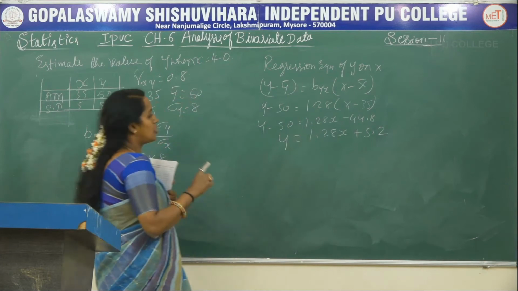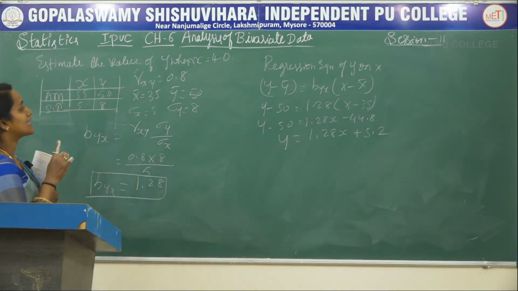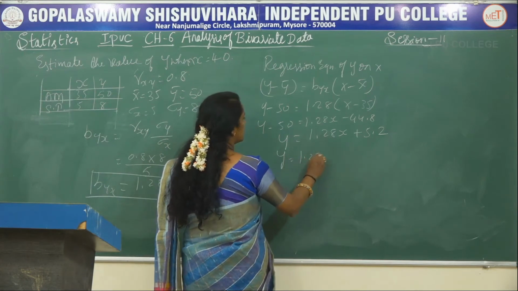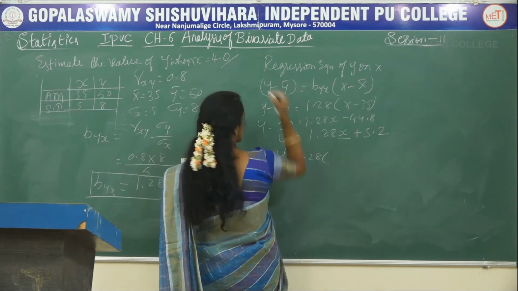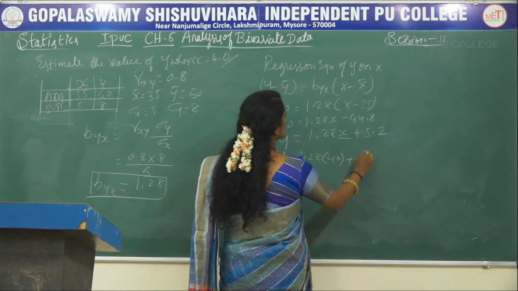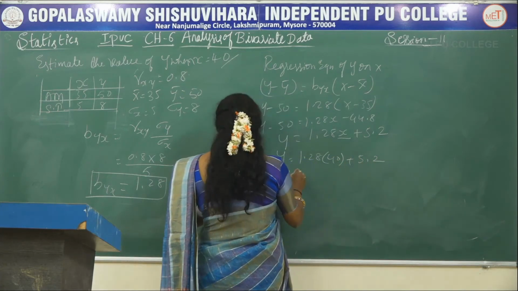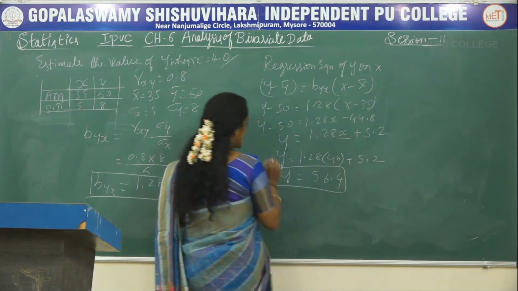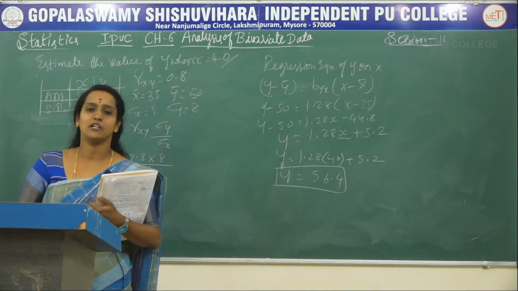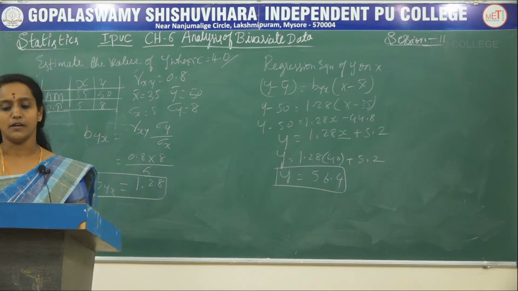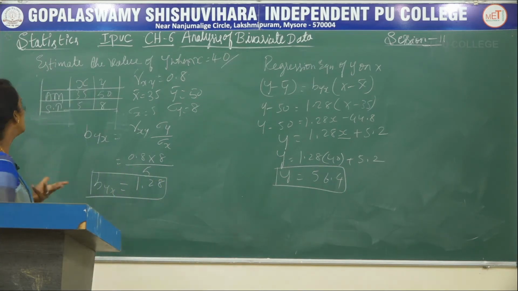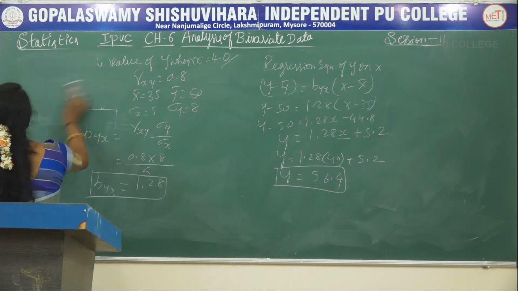So here we want to find the y value when x value is equal to 40. So substitute that: 1.28 into x, which is 40, plus 5.2. So y is equal to 56.4. When x is equal to 40, the y value is 56.4. In examination, you may get this type of problem for 5 marks also. Okay, please go through this one.